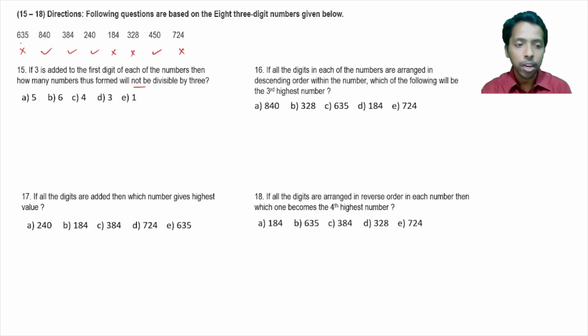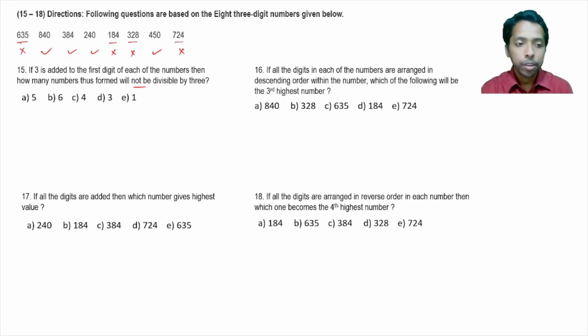And now you can add 3 with these respective numbers and check whether this is divisible by 3 or not. But again, I am saying there is no importance of adding 3 with this particular number, because the number 3 is itself divisible by 3. So just checking the group of numbers given in this particular question, you can easily find out how many numbers thus formed will not be divisible by 3. That means 635, 184, 328 and 724.